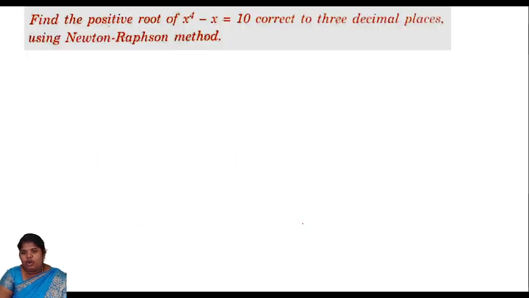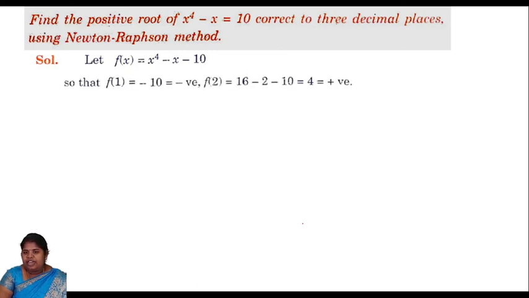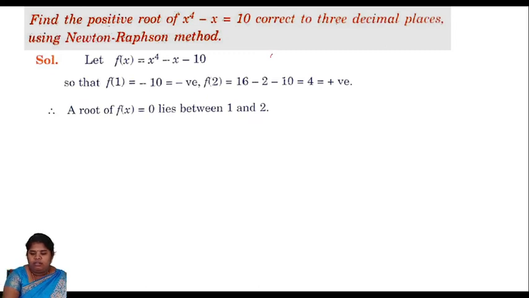Now we will see a problem. Find the positive root of x power 4 minus x minus 10 equal to 0, correct to 3 decimal places. Now the given equation is f of x equal to x power 4 minus x minus 10. Now find f dash of x. We can find in the first step itself, f dash of x is 4x cube minus 1. This is our f dash. We will use this in our Newton-Raphson formula.